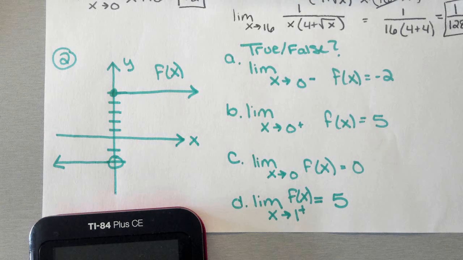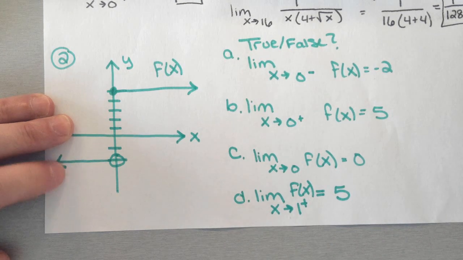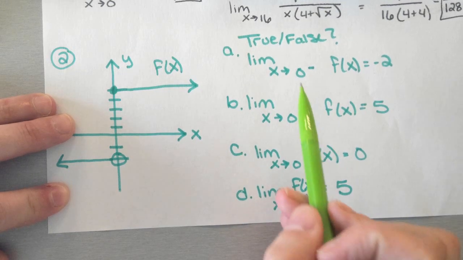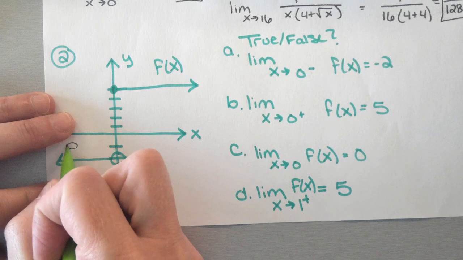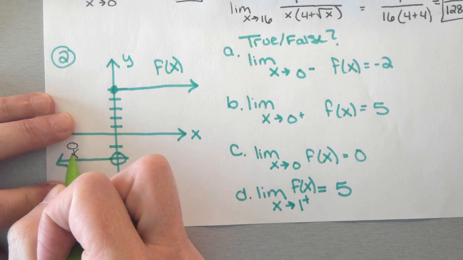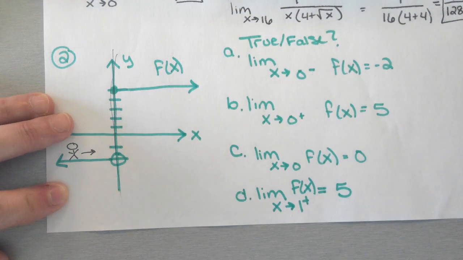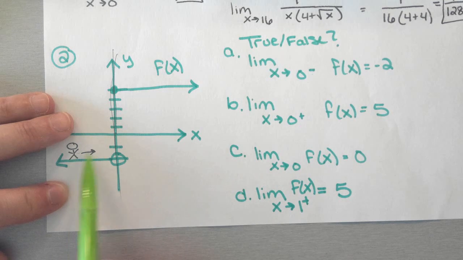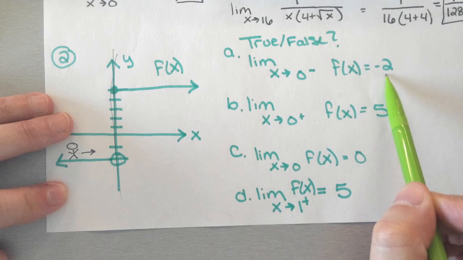Here we go. Remember, these were the ones where I was drawing little stick figures and I was saying I was walking toward a certain spot. If it helps you to think about that in that way, go for it. Okay, so I'm approaching 0 from negative land. Negative land is over here, right? That's where my negative numbers live. And I'm approaching 0. This is 0 right along the y-axis. As I approach 0, what value of y am I headed toward? -2. So is this true? Yes.